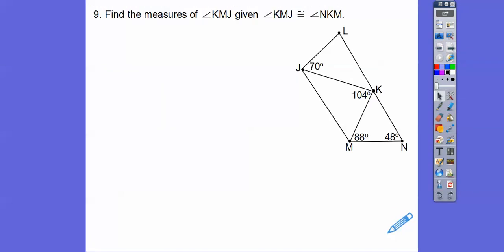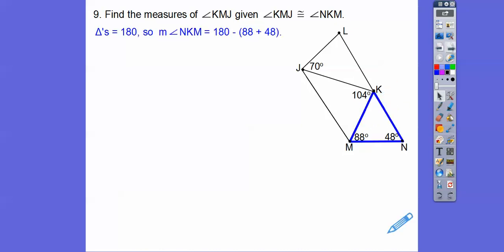All right, so find the measure of angle KMJ. So let's go look at KMJ given everything else. Okay, so here's KMJ. So we're looking for this angle right here. Now they did tell us that KMJ is also congruent to NKM. So NKM, I can find that angle no problem by doing 180 in a triangle. Let's do that real quick, okay?